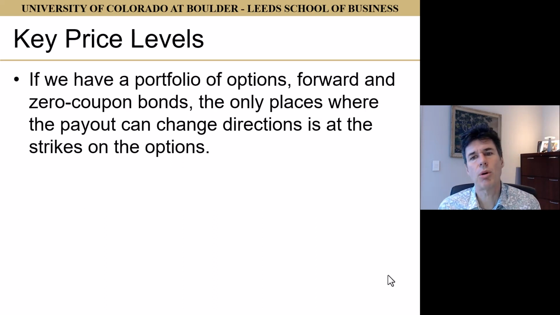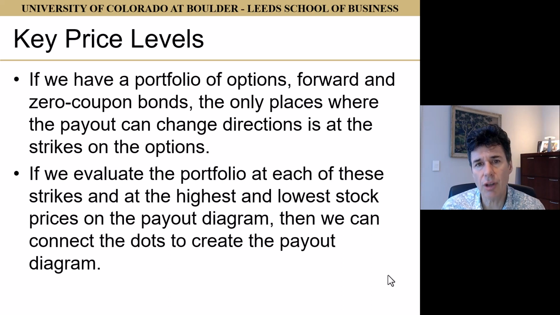So if we have a portfolio of options, forwards, and zero coupon bonds, the only place where the payout can change directions is at the strikes on the options. So the zero coupon bond and the forwards are just straight lines, and so the payout doesn't change directions. Only the options can do this. So what do we do? We evaluate the portfolio at each of these strikes and at the highest and lowest stock prices on the payout diagrams and connect the dots.